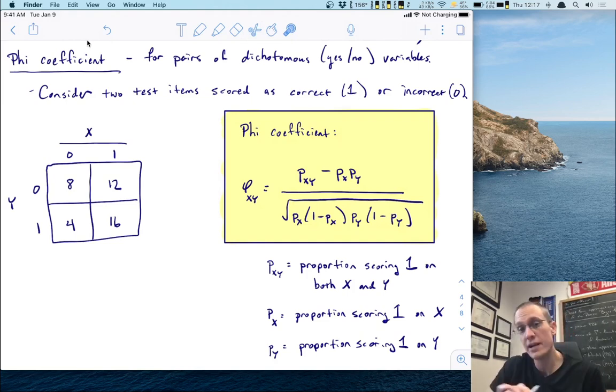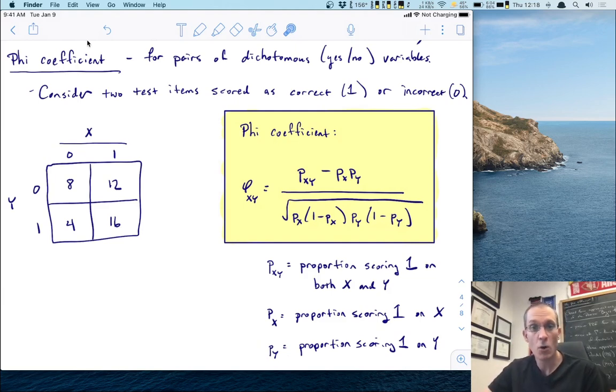Well, there's 3 things here we need to know. Pxy is simply a notation to represent the proportion of people who scored a 1 on both x and y. So that's these 16 people here, right? But it's expressed as a proportion. So 16 out of how many total? We'll figure that out in just a second. Px is similar, but this is the proportion scoring 1 just on x. So it ignores y. It kind of collapses across y. What's the proportion who scored 1 on x? Again, we'll figure that out in just a moment. And then similarly, py is the proportion scoring a 1 on y.